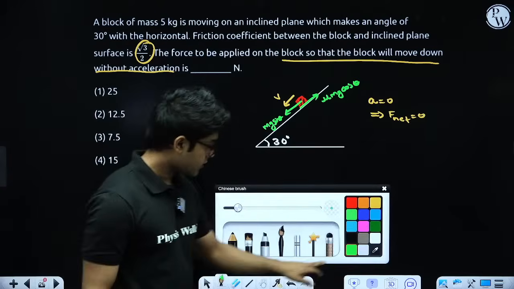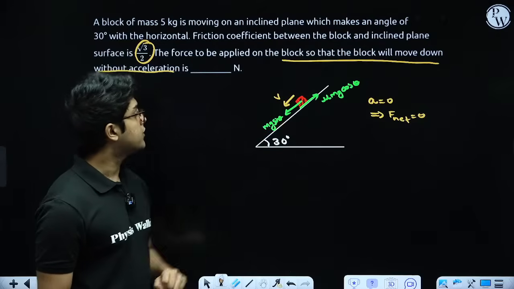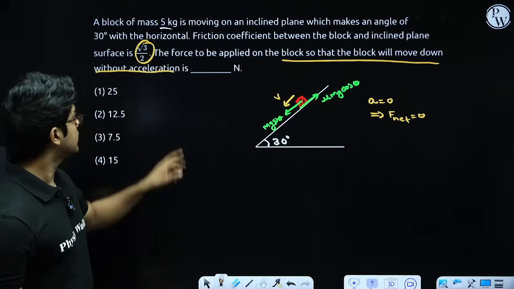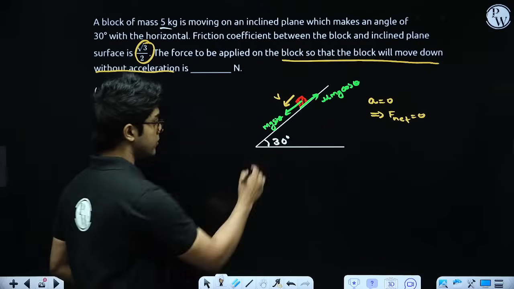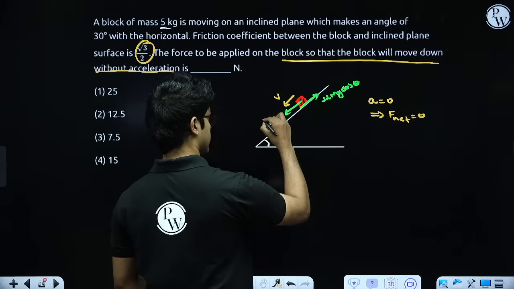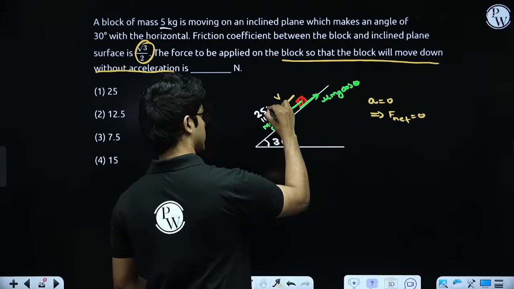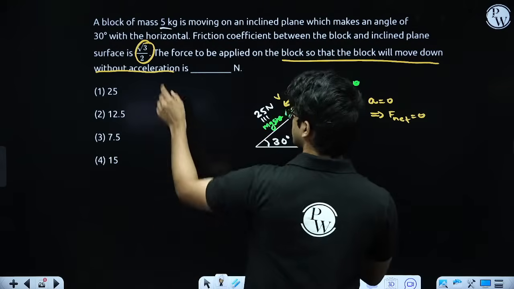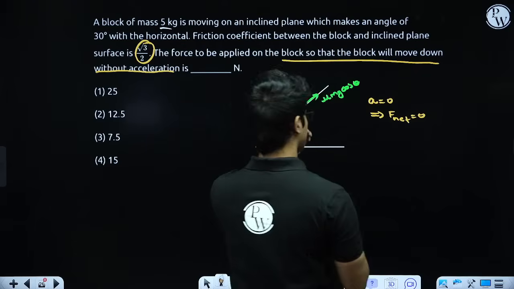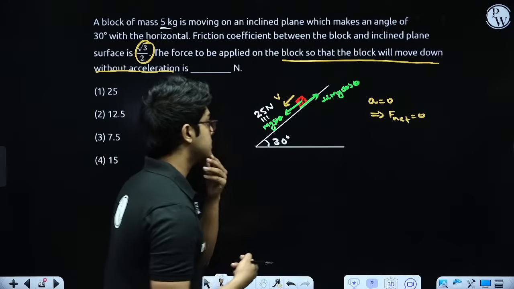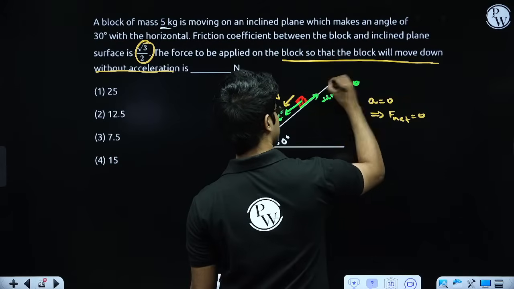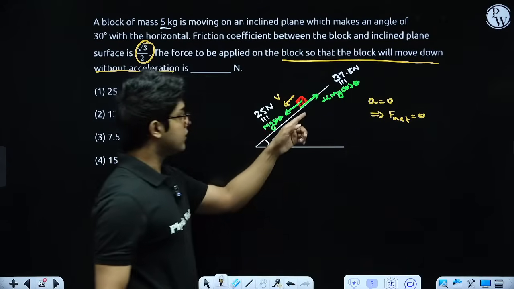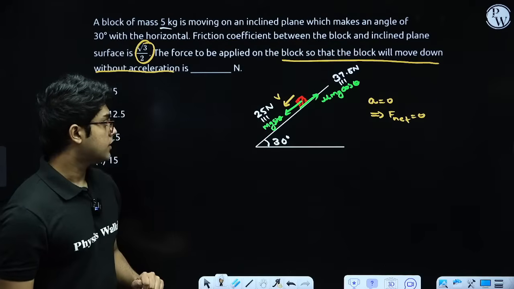So first let's find out the magnitude of mg sin theta. So mass is 5, g we'll take it as 10, theta is 30 degree, right? So this will become 50 into sin 30, this is 25 Newton. Mg sin 30 is 25 Newton. So over here mg cos theta will be 25 root 3. If I multiply this with mu, which is root 3 by 2, it will become 75 by 2, which is 37.5 Newton.